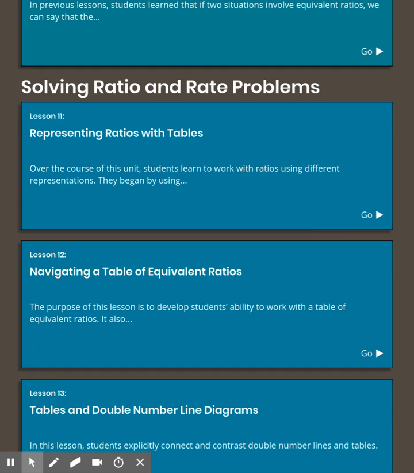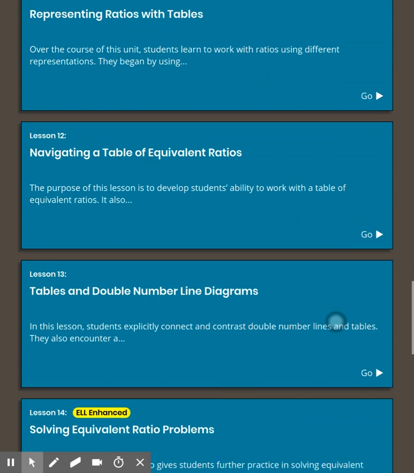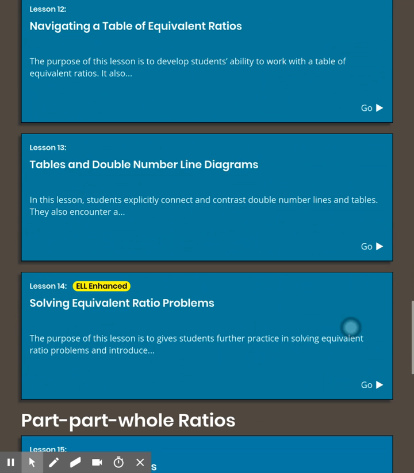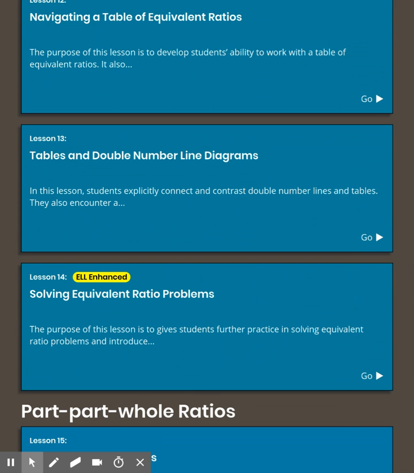In lesson 11, we look at representing ratios with tables. So we're moving to a more abstract representation and kind of comparing tables and double number lines and looking at when each one is a more powerful tool, and then solving ratio problems towards the end of this.